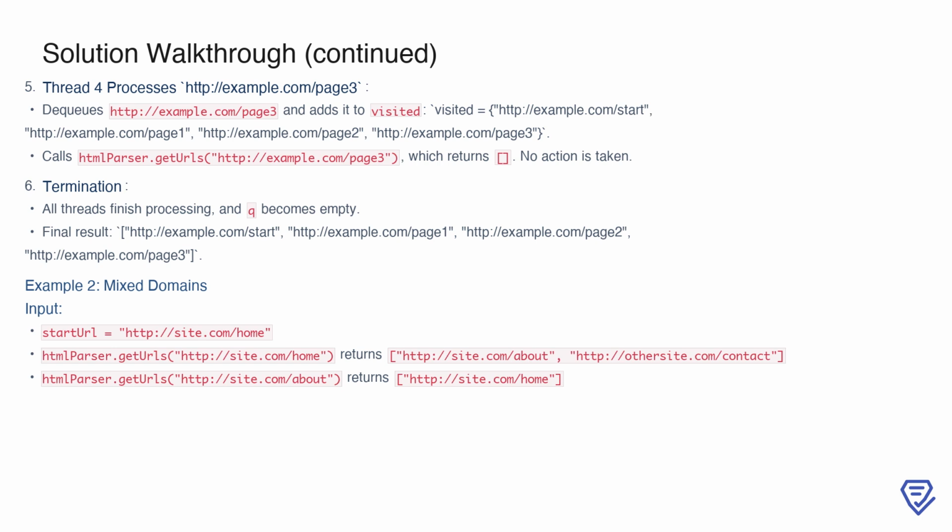As the fourth thread processes http://example.com/page3, it adds this page to the visited set and checks for any outgoing links. Since there are no further links returned by the HTML parser, this thread completes its work here. At this stage, all threads continue working until the queue becomes empty. Once all URLs have been processed, the program terminates.